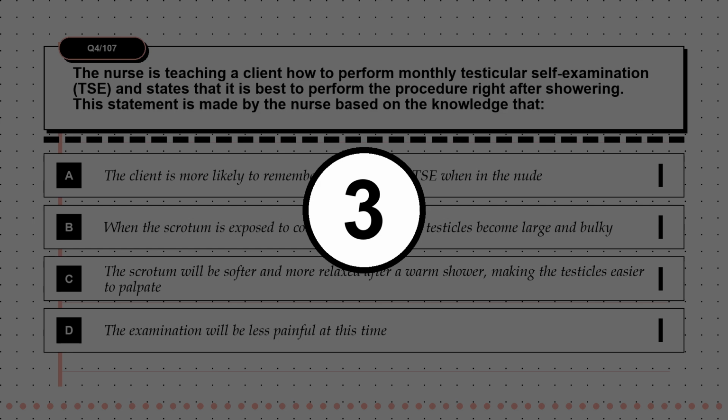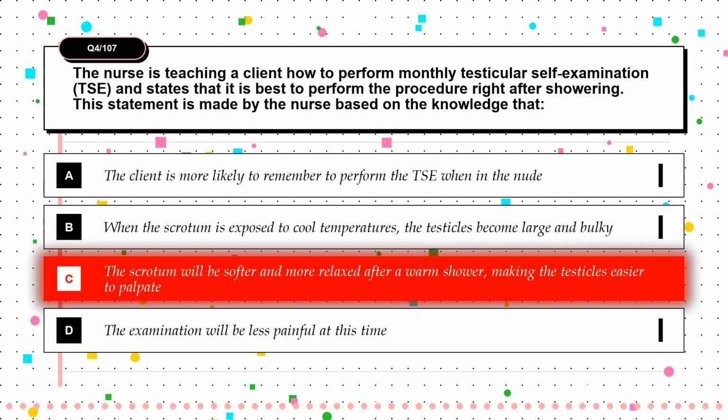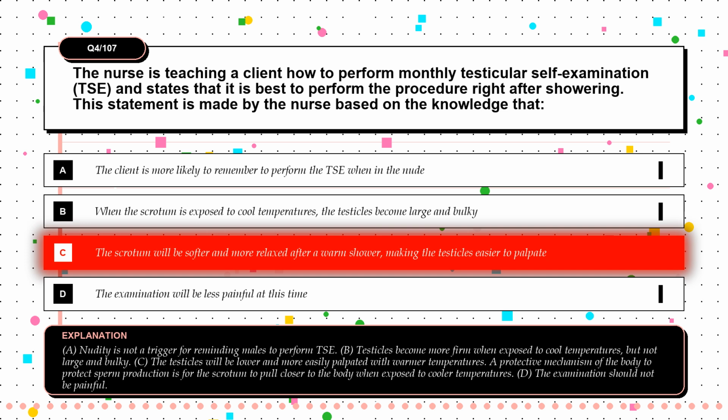The correct answer is option C. The scrotum will be softer and more relaxed after a warm shower, making the testicles easier to palpate. A. Nudity is not a trigger for reminding males to perform TSE. B. The testicles become more firm when exposed to cool temperatures, but not large and bulky. C. The testicles will be lower and more easily palpated with warmer temperatures.